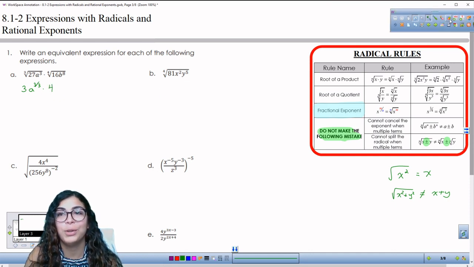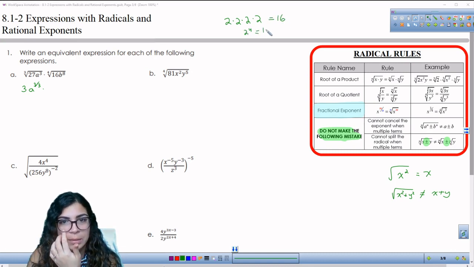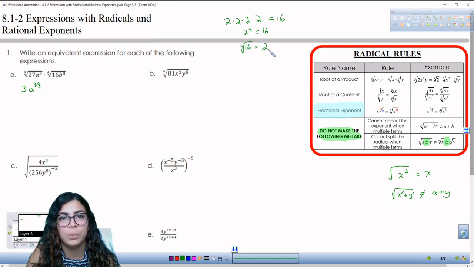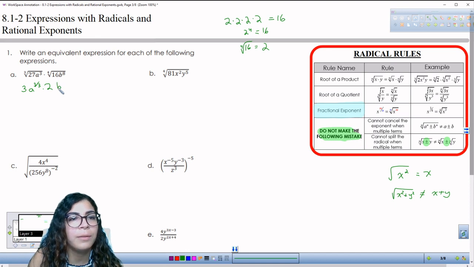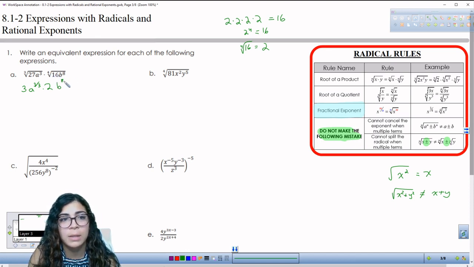Actually, no, 2. I was thinking square root. The fourth root of 16 would be 2, because 2 times 2 times 2 times 2 is 16. So 2 to the power of 4 equals 16. So the fourth root of 16 is 2. And then b to the power of 8. And then the radical is 4. That's the index.